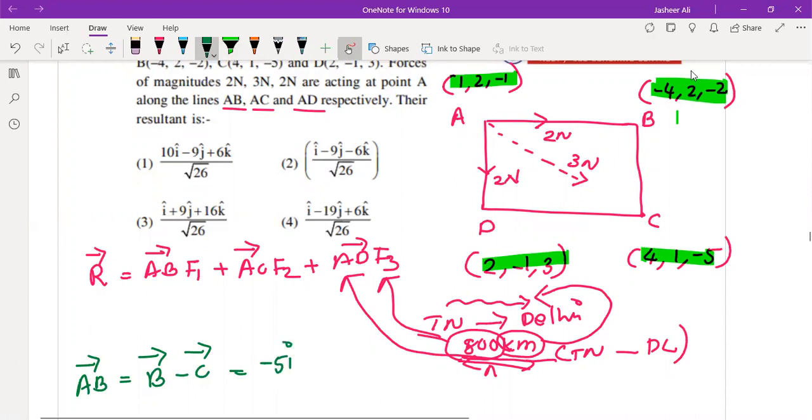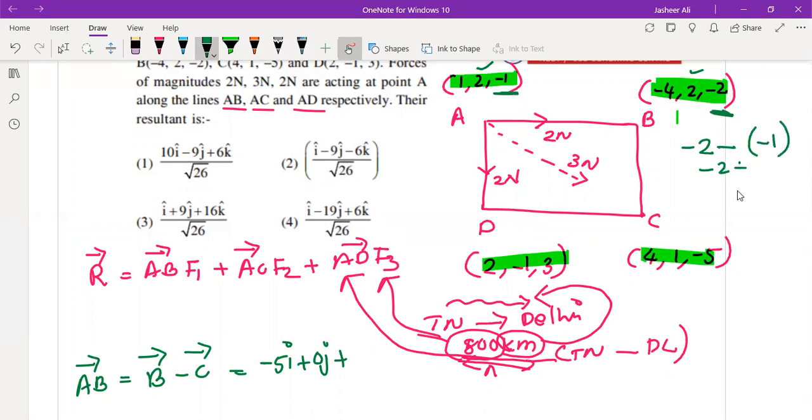Second point is 2, here it is 2. So 2 minus 2, how much will come? 0. So 0j. Now the third point is minus 2, on this side minus 1. So minus 2 minus 1, so it is minus 2 plus 1, which is equal to how much? Minus 1. So it is minus 1k, 0j, minus 5i. This is vector AB.